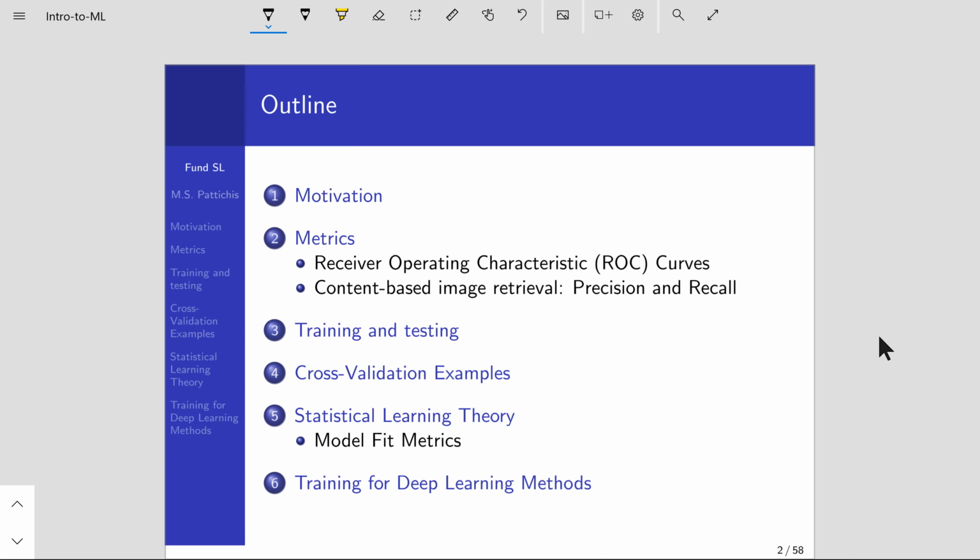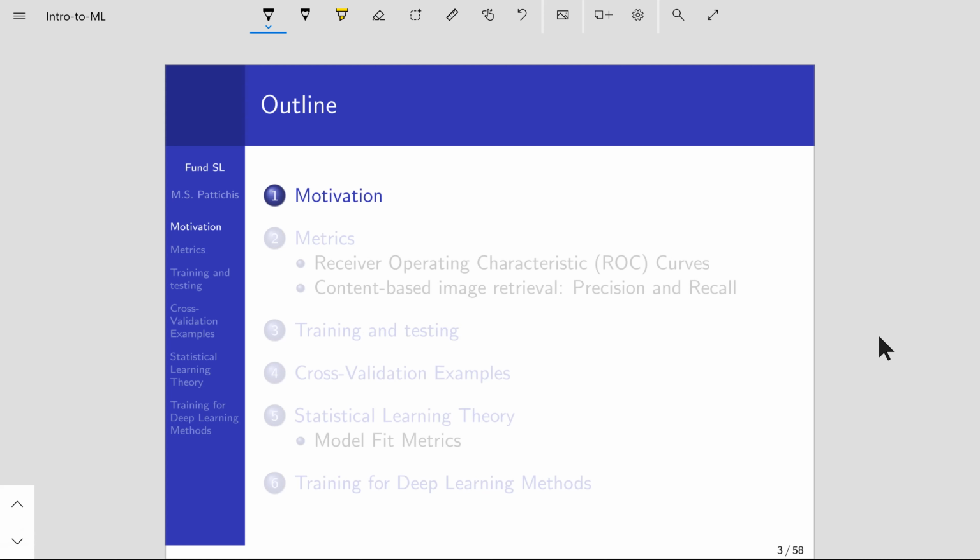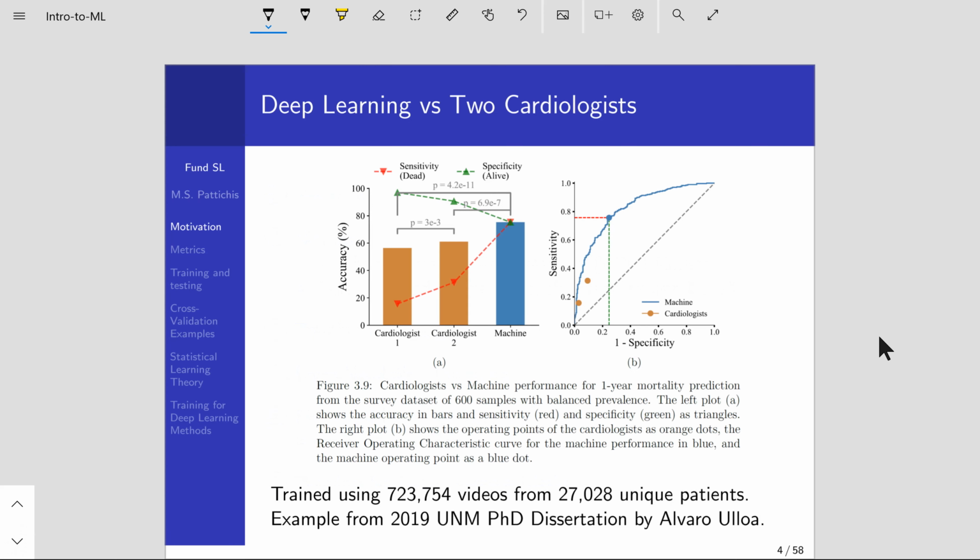The third topic is how you set up the basic training and testing. And then we will look at cross-validation, a very simple introduction to statistical learning theory, and how you do training for deep learning methods. Let me begin with the motivation.